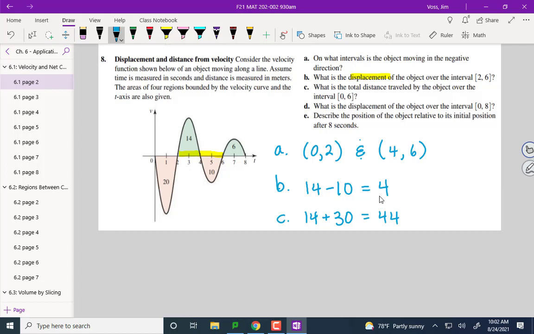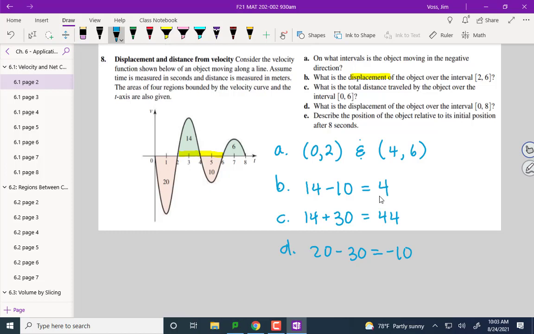What is the displacement on 0, 8? So displacement all the way across the whole interval, we'll take the upper areas, subtract off the lower areas. So we're going to have 20 minus 30, so we'll end up with a negative 10 displacement. All that means is that we ended up 10 units to the left of where we started.